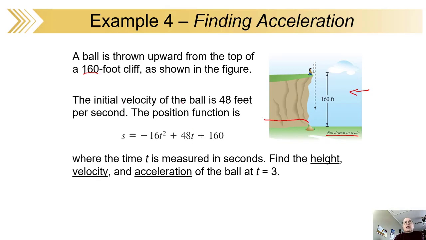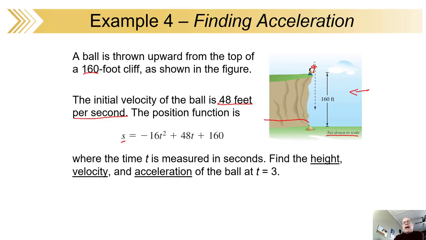Anyway, the initial velocity of the ball is 48 feet per second. So notice the person has thrown the ball upward. So initially it's going up in the air, and it's going 48 feet per second, pretty fast. And the position function looks like this.